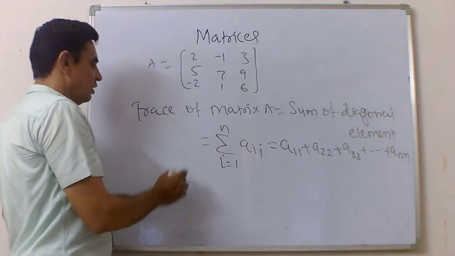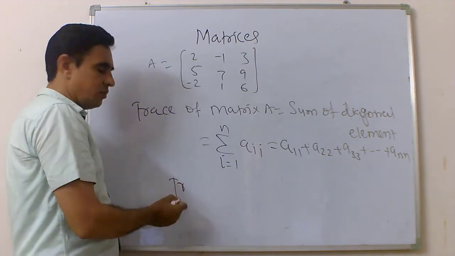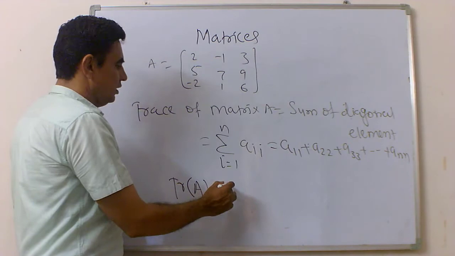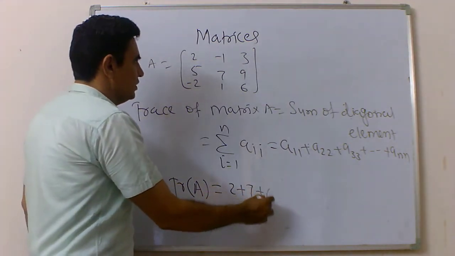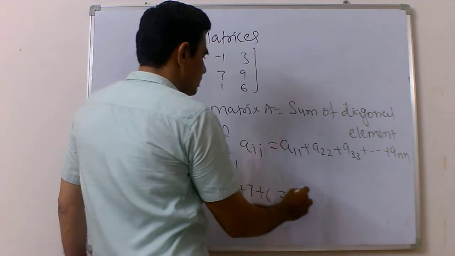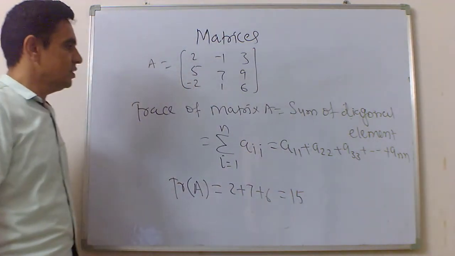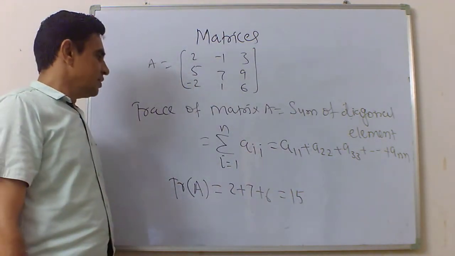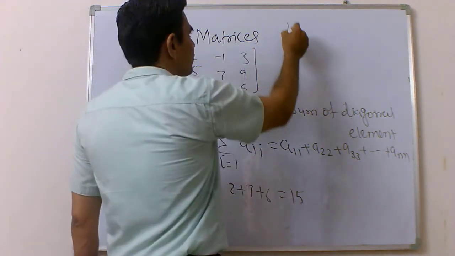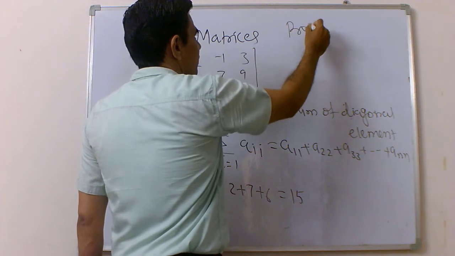In short we write TR. Trace of matrix A is equal to 2 plus 7 plus 6, the sum of the diagonal elements, that is equal to 15. This is the trace of matrix A. In this way we find the trace. Now we see the properties of the trace of a matrix.